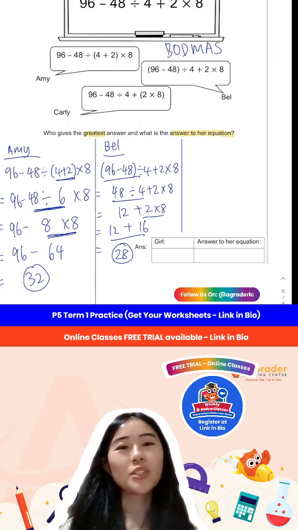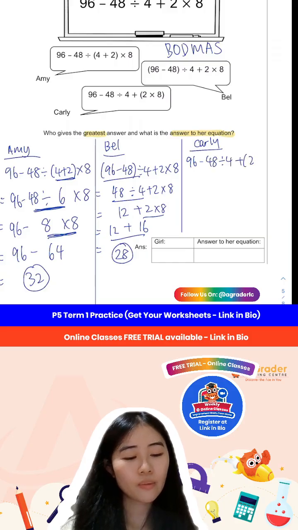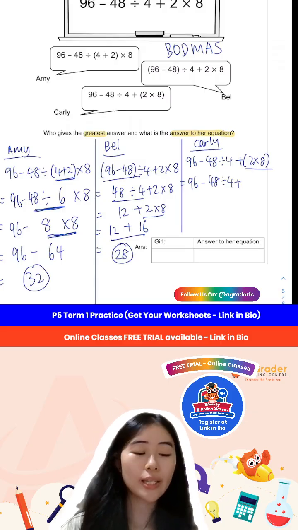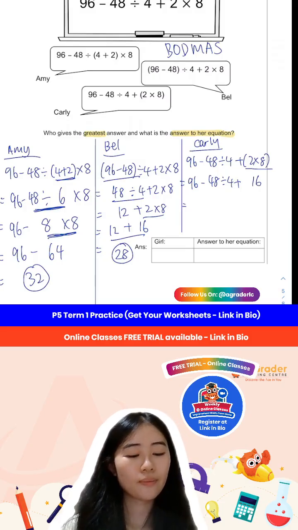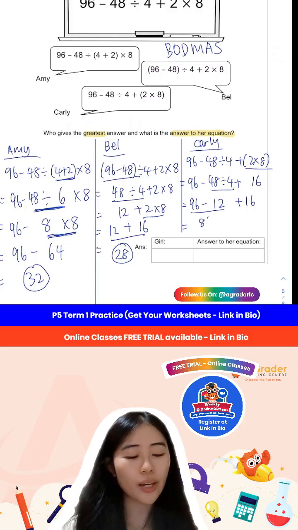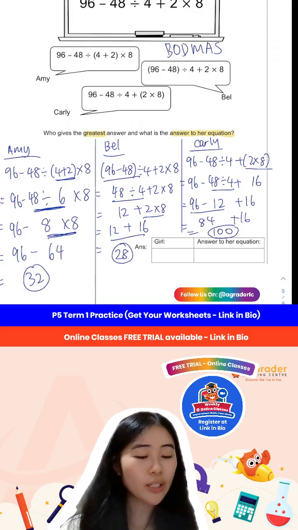And then just do the last one, for Carly. Copy down Carly's equation. Same thing, work on the bracket first. Within the bracket, I have 2 times 8, which is 16. And then I'm going to work on the division. 48 divided by 4 gives me 12. After that, you're left with the minus and the plus. So do the minus first, you get 84. And then finally, do the plus, you get 100. Yes, user 745, Carly is 100, that is correct.